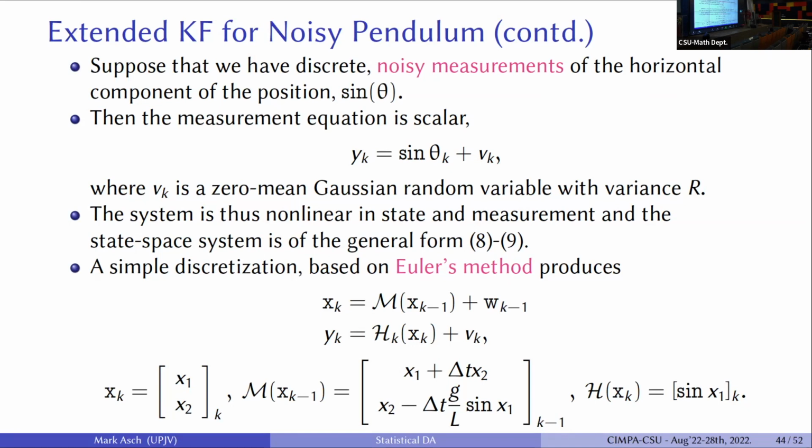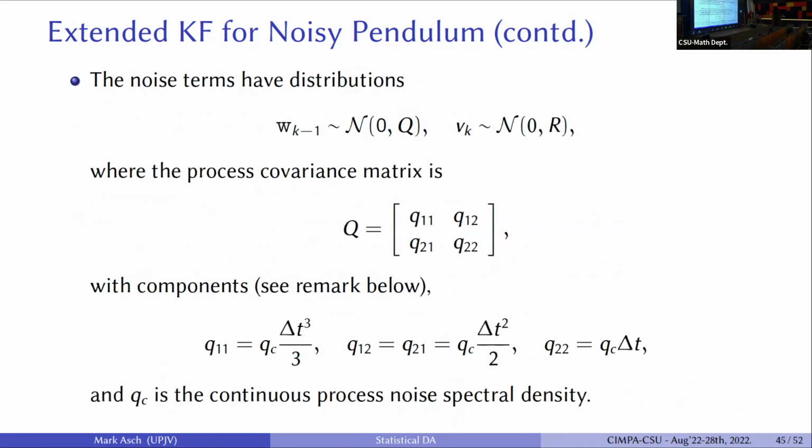And then you can use a very simple Euler's method discretization. It's a very, very simple first order method for solving ODEs numerically. It's the Euler method, and you can see my matrices M of x_{k-1} and h of x_k, which are all nonlinear. And then I just want to show you the results.